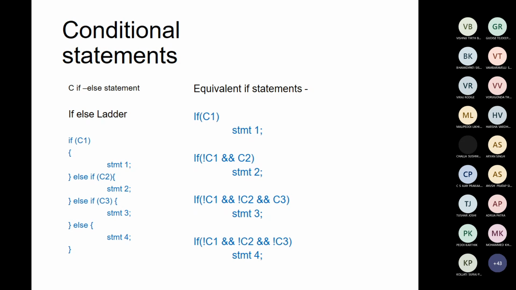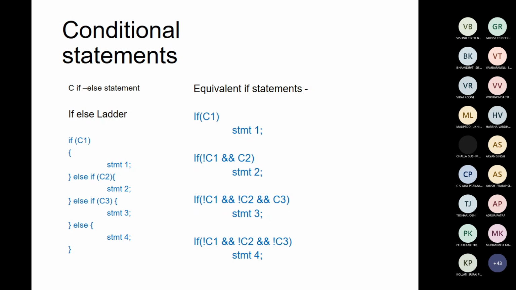First C1 will be tested, then if it is found to be true, then statement 1 will be executed, and then the full if-else statement will be skipped. No other statement will be executed. Keep in mind, if C1 is true, then only statement 1 will be executed, or you can say whatever is in this block will be executed, other things will be skipped. But if C1 is false, then control will come to check whether C2 is true or not. If C2 is true, then statement 2 and other statements in this block will be executed, and the other parts like C3, statement 3, statement 4, all these things will be skipped.